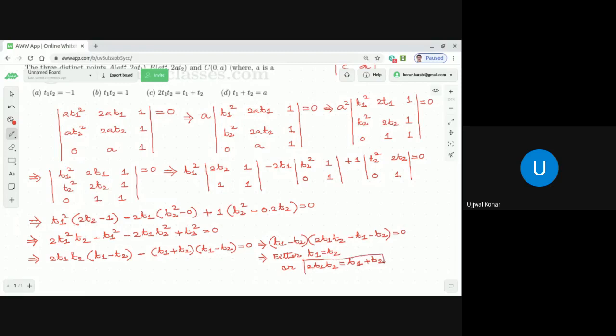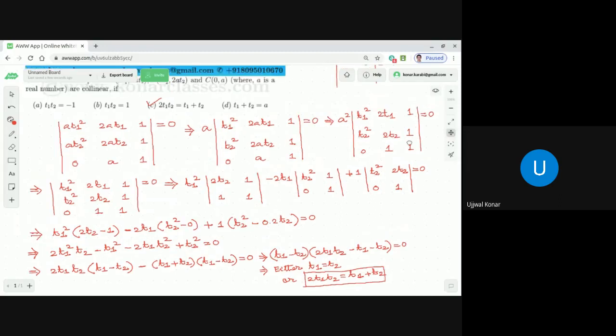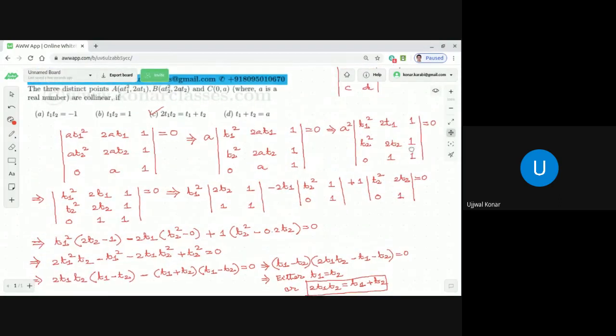So the most favorable solution is 2t1 t2 is equal to t1 plus t2, which is also there in one of the options. t1 equal to t2 is a very obvious solution, hence it is not given in any of these options. Okay, so this is the way we can find the solution. Correct, dear students? So now we can proceed for the next one.